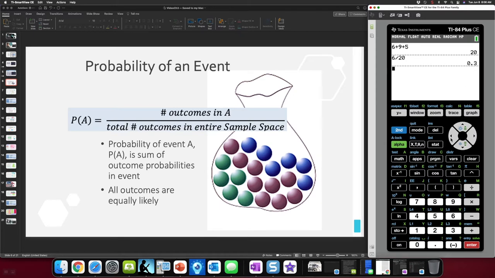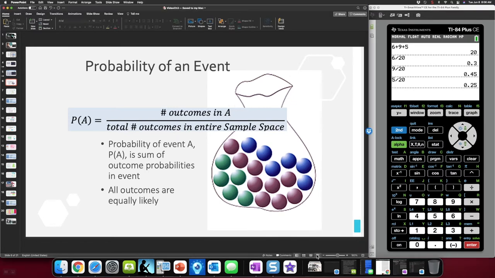And then we could do the same thing for red. Red is 9. And we could do the same thing for green, green being 5. And we would get the probability of blue, the probability of red, and the probability of green, which should all add together to be 1, because that's the whole sample space. And so that's the very simple definition of probability, what it means to be probability. And we'll use this formula often.